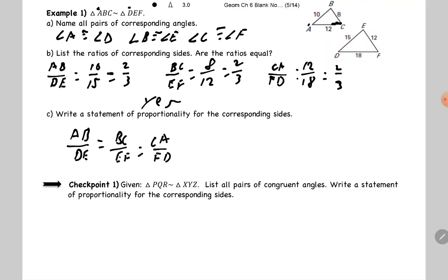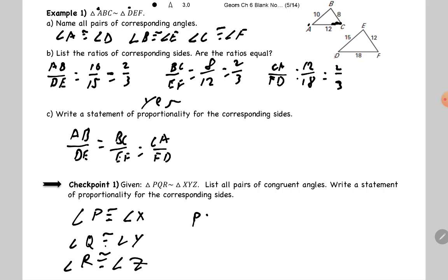Checkpoint 1, given, so we don't even need a picture for this one, but remember angle P is going to be congruent to angle X, so that's the first letter. Second letter is Q and Y. And then the last letter R is congruent to angle Z. And then the proportionality of the sides, PQ, so the first 2 letters, and then QR, the last 2 letters, and then the first letter and the last letter.